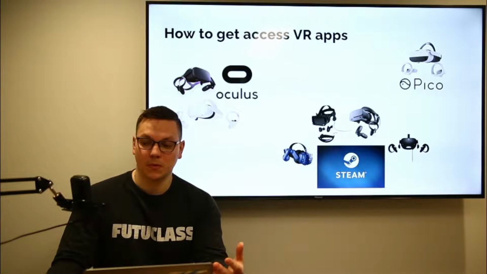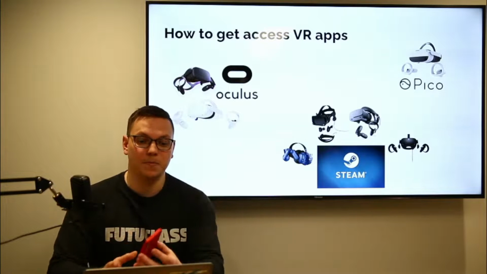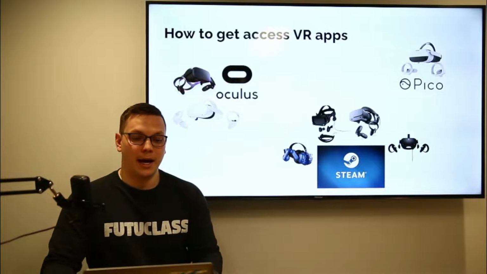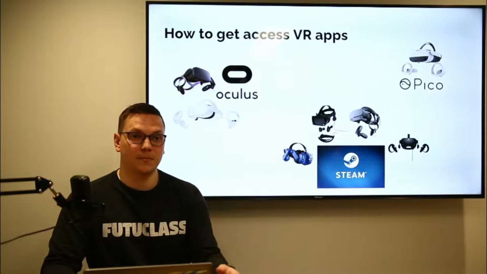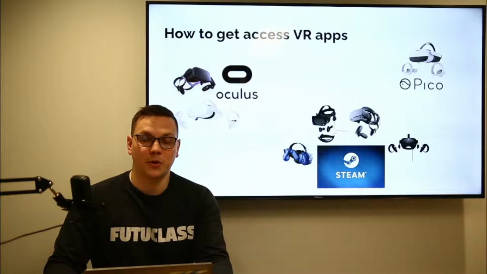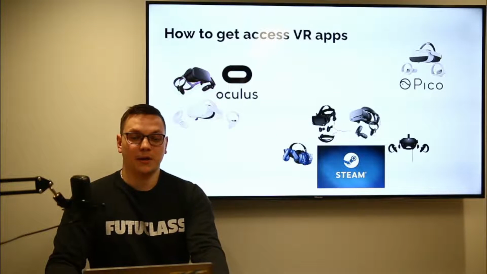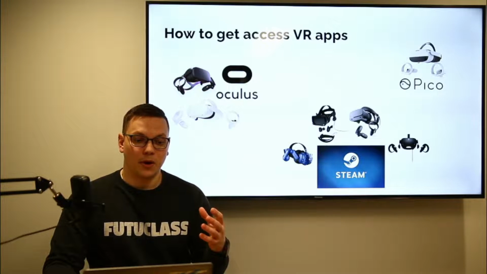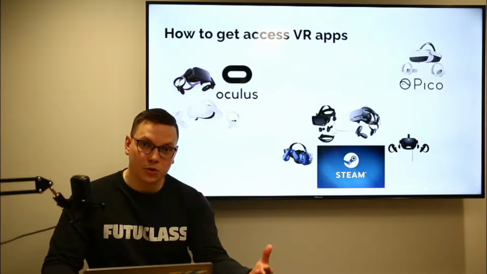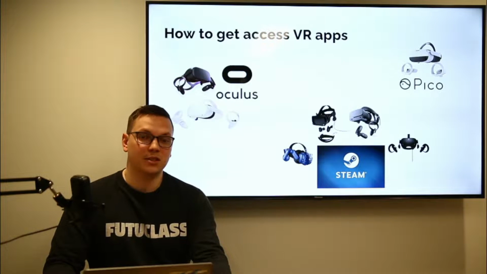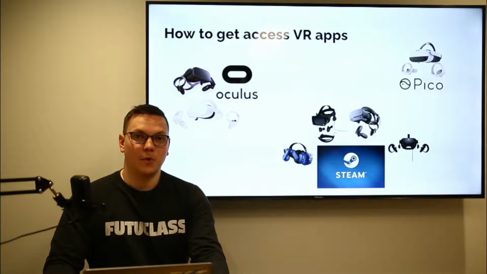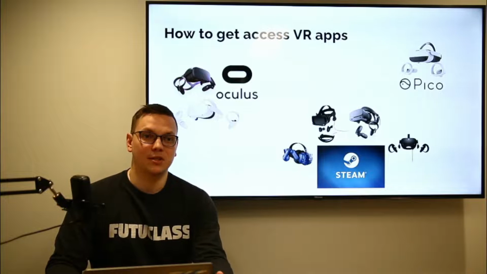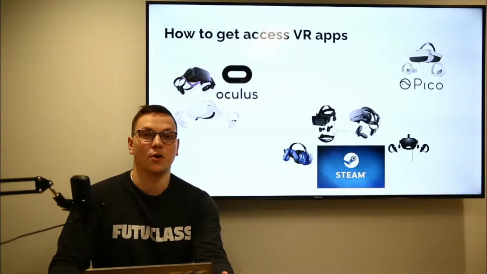On mobile phones, there are different stores for different phones. For Apple phones, for example, there's the App Store, and for Android phones, there's the Play Store. It's the same way for VR devices. For Oculus devices, there's the Oculus Store, and for Pico devices, there's the Pico Store, and most of the tethered or PC-connected devices get their apps from the Steam Store.